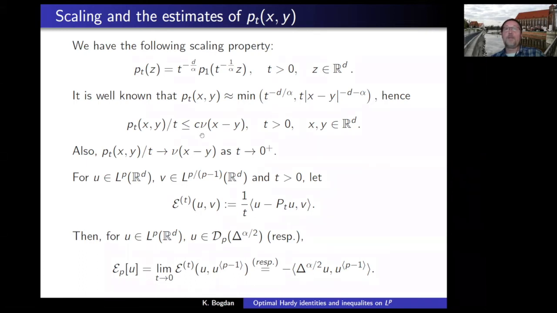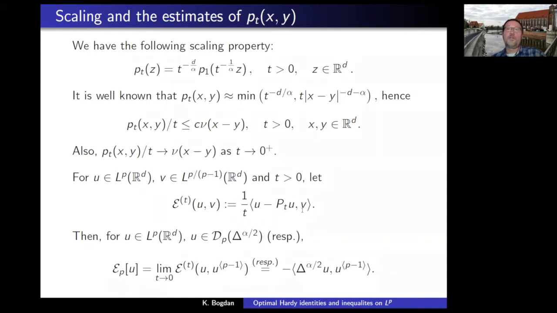which is very convenient in our development in this paper. If such a bound is not satisfied, then one needs to be a bit more careful and use probably more sophisticated tools to consider the existence of the p-forms. And also, which is less special, we have a weak convergence to the Levy measure as t goes to 0. Now we take two functions, one in L^p and the other one in the conjugate L^p, so to say. And we consider this form, which is the usual form considered for the Dirichlet quadratic forms.